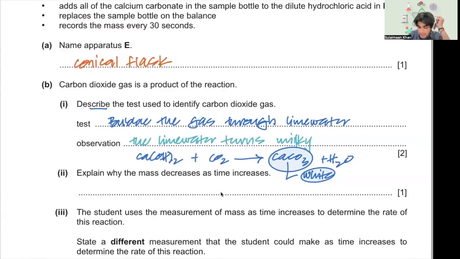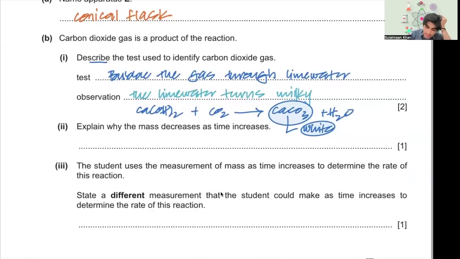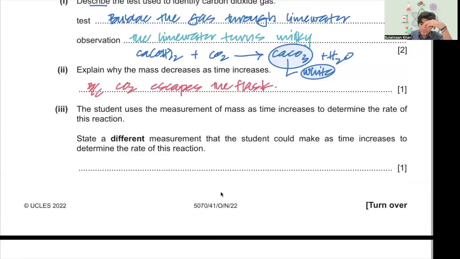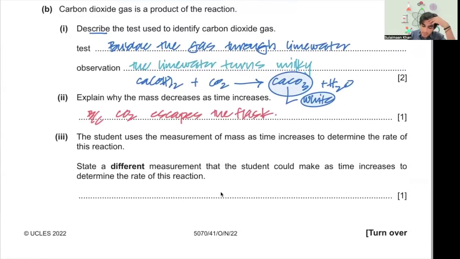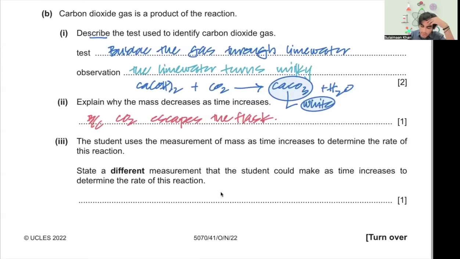Explain why the mass decreases as the time increases. Because carbon dioxide escapes the flask. Pretty straightforward. The student uses the measurement of mass as time increases to determine the rate of reaction. State a different measurement that the student could make as time increases to determine the rate of reaction. Remember, how do you calculate it? It is the change in amount of reactants or change in amount of products with respect to time.